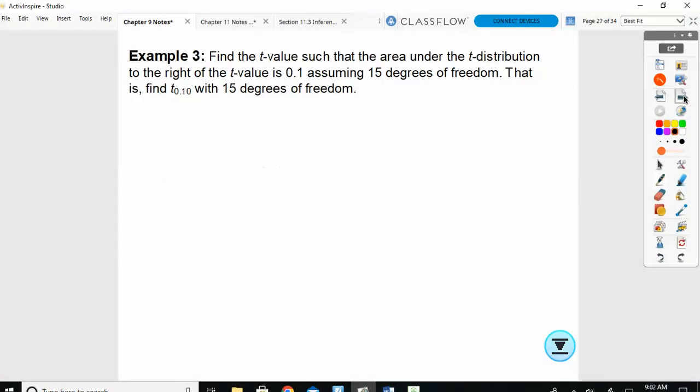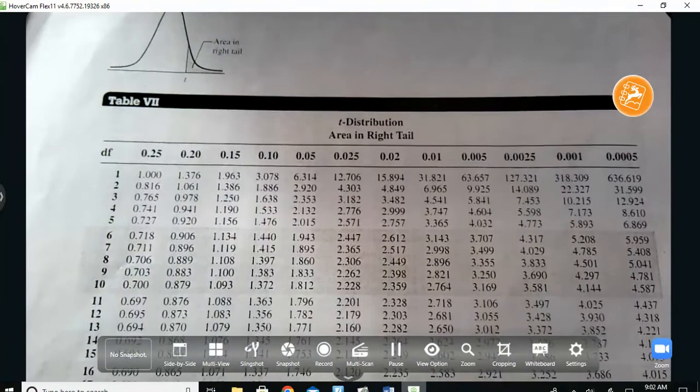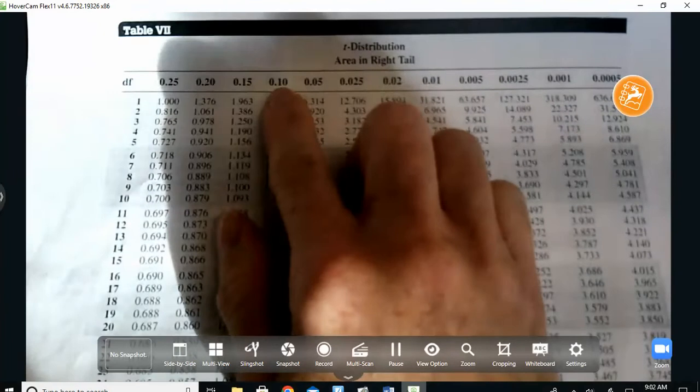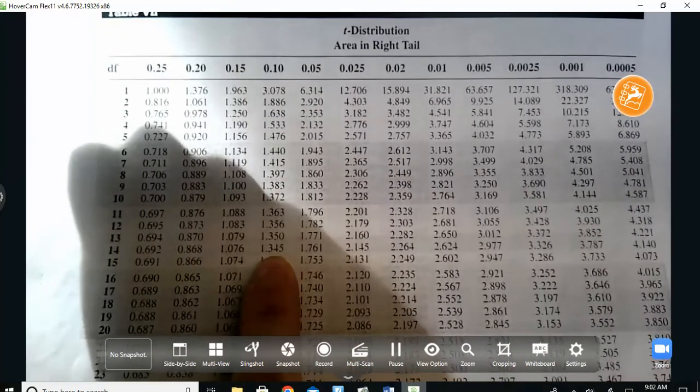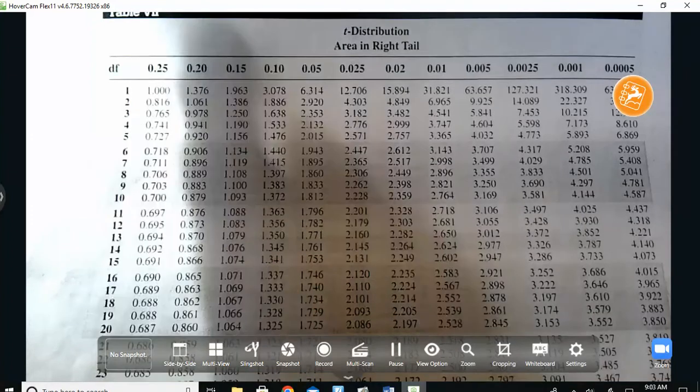Okay, let's try another one. I want the t value so that the area to the right is 0.1, and we have 15 degrees of freedom. So my area is 0.1, degrees of freedom is 15, so we get 1.341.